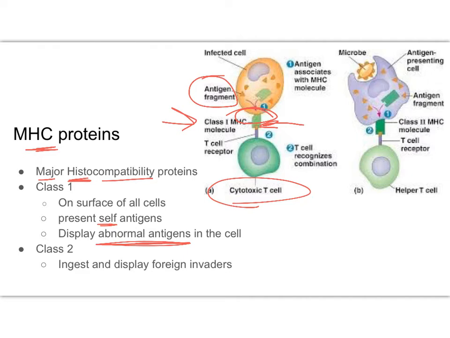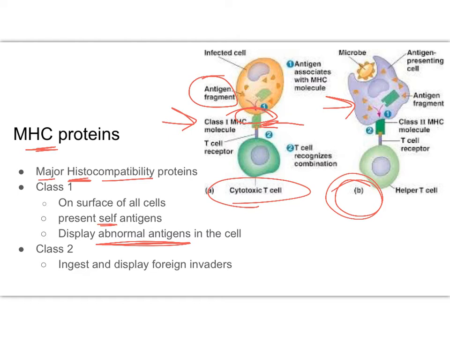The class 2 MHC proteins, they're going to ingest and display foreign invaders. So these are not doing self. So this cell right here, okay, on the right, this cell in picture B here, it has MHC1s on it. You're just not seeing it in the picture. So does that helper T cell? It has MHC1s on it because all of your cells that have a nucleus are going to have this on there. But the class 2 MHCs, these are going to be on APCs.